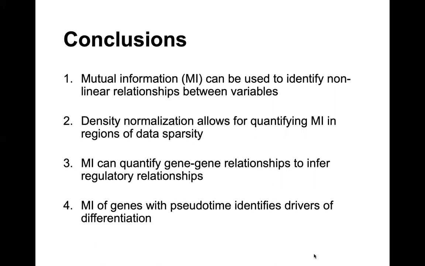So the conclusion here is that mutual information can be used to identify nonlinear relationships between variables, which seem highly abundant in single-cell RNA sequencing data. And the density normalization in DREMI allows us to quantify mutual information even in the presence of highly imbalanced data, which we have using these technologies. You can use it as a way of identifying drivers of differentiation or gene-gene relationships, but this is also an association statistic, so you need corroborating evidence to actually infer causality.